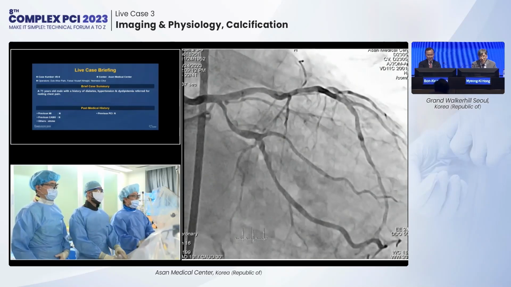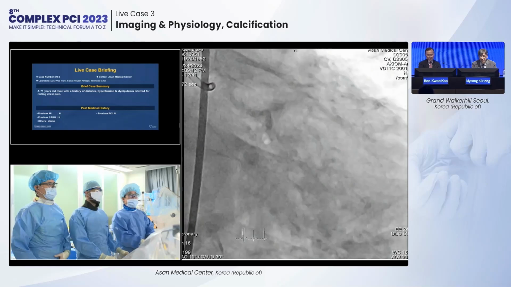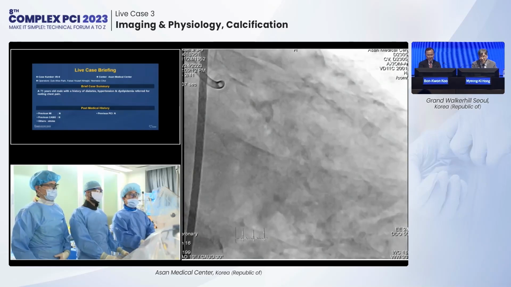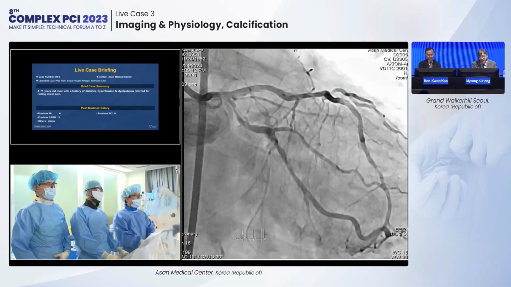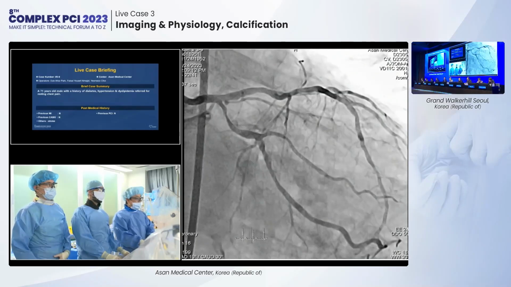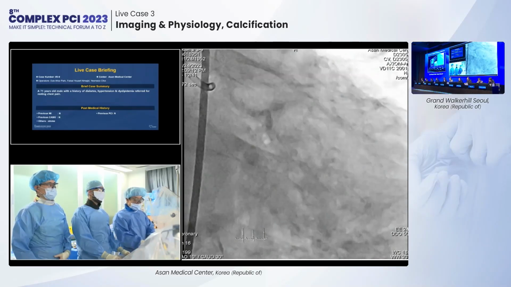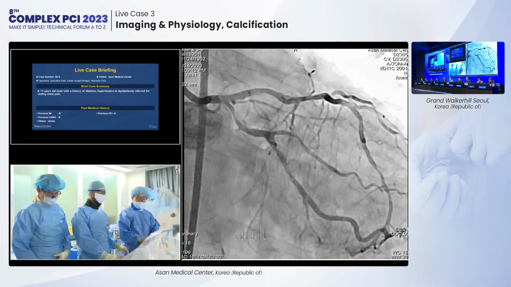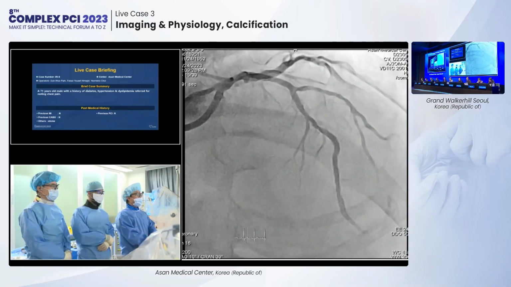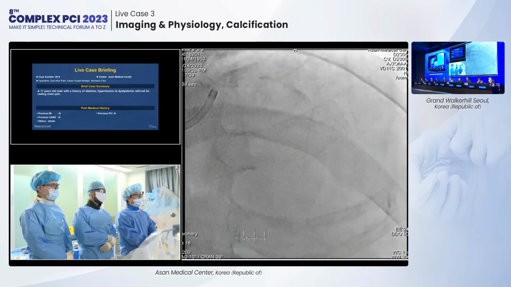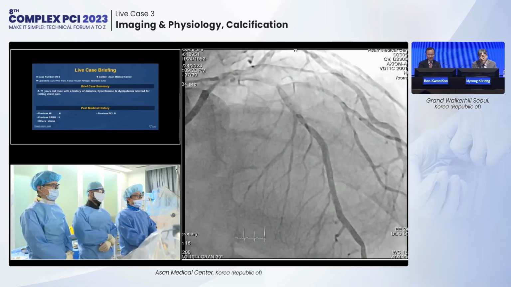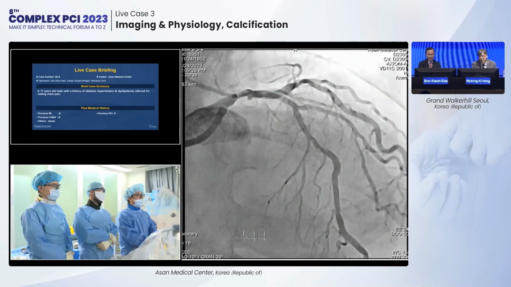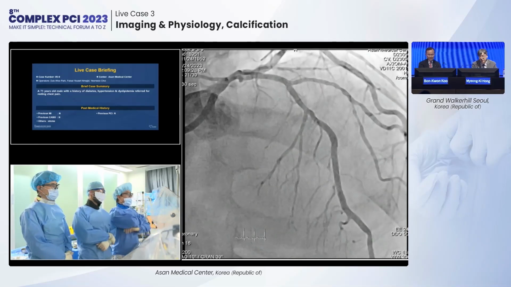There is no different opinion on fixing the circumflex. It's really tough, angulated and calcified. It's not easy, a really tough case. Would you show the epicranial view? Okay, the epicranial view. You worry about the severity of the mid-LAD. Some look severe, or it looks like intermediate.